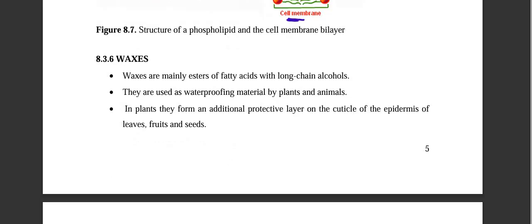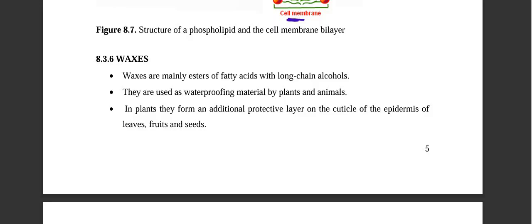Yeah, and another form that lipids can take are simply waxes. Waxes are mainly esters of fatty acids with long alcohol chains. They are used as waterproofing material by plants and animals. That's the simple logical reason why water cannot enter a plant through the leaves, because the leaves contain waxes. In plants, they form an additional protective layer on the cuticle of the epidermis of the leaves, fruits, and seeds.